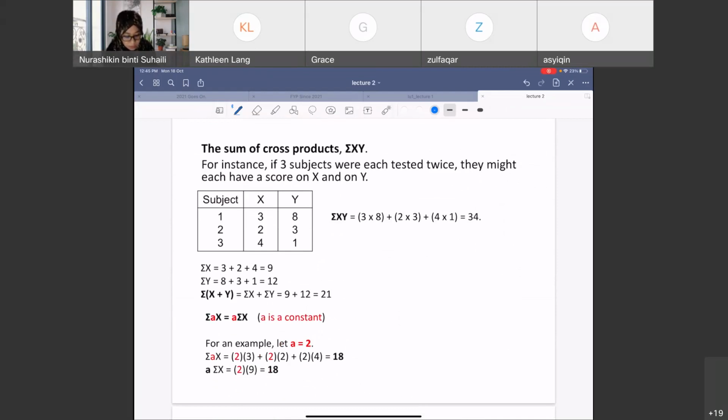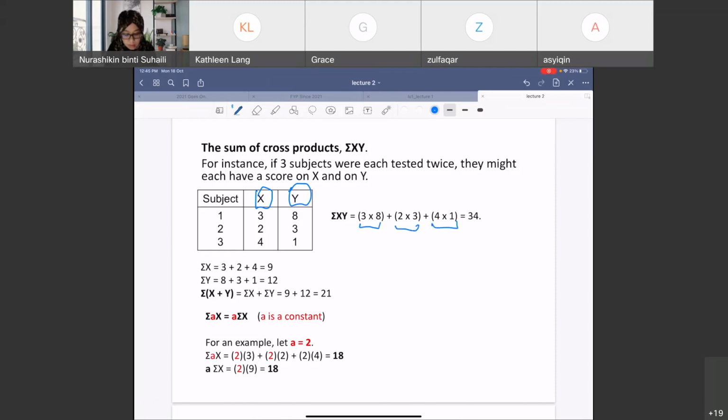So for example, the summation of xy. It will involve, let's say, you have the data of x and y. So first you have to multiply the things, xy, for example here, 3 times 8, 2 times 3. And then this is the one that you have to sum up. This one is referring to this, and this is the value at the end that you will get. So this is what we call cross products, xy.